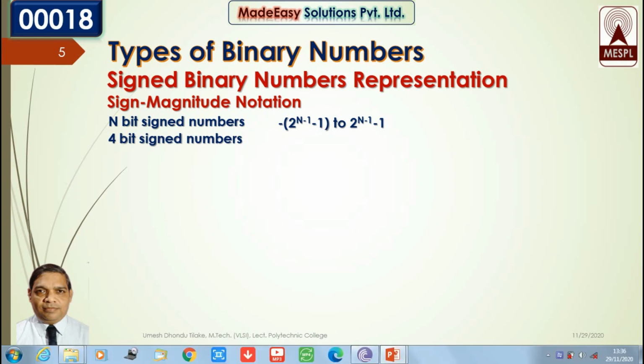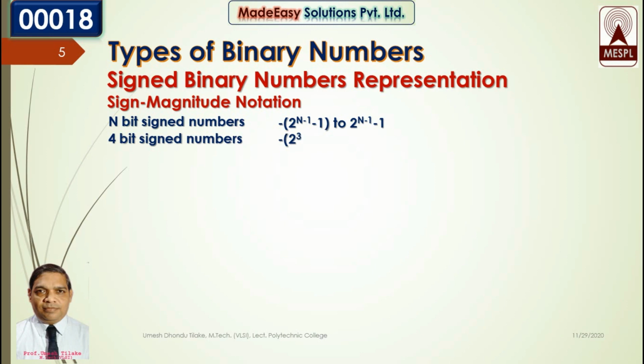So according to the above given range, we can represent minus (2 power 3 minus 1) to (2 power 3 minus 1). 2 power 3 is 8 and 8 minus 1 is 7. So minus 7 to plus 7 we can represent. Minus 7 to plus 7 in decimal, and that is 1111 to 0111 in binary. If you see, in case of unsigned binary numbers, we can write 0000 to 1111 binary numbers. Here we can write 1111 to 0111 binary numbers. This is because these are signed binary numbers.